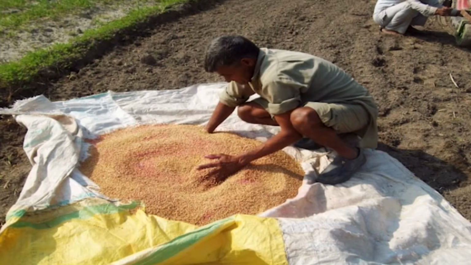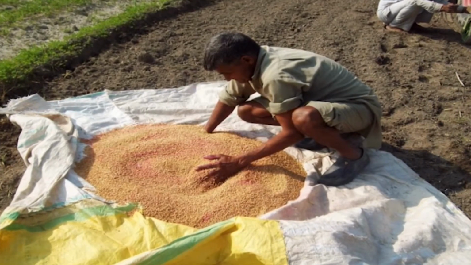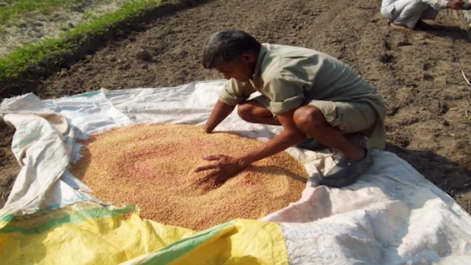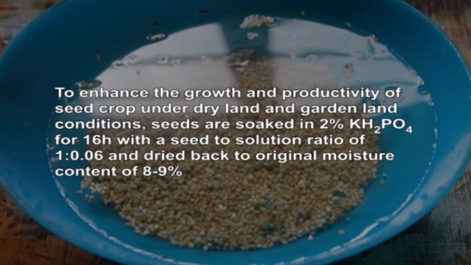Before sowing, the seeds are given seed treatment for various purposes. To enhance the growth and productivity of seed crop under dryland and gardenland conditions, seeds are soaked in 2% potassium dihydrogen phosphate for 16 hours with a seed to solution ratio of 1:0.06 and dried back to original moisture content of 8 to 9%.